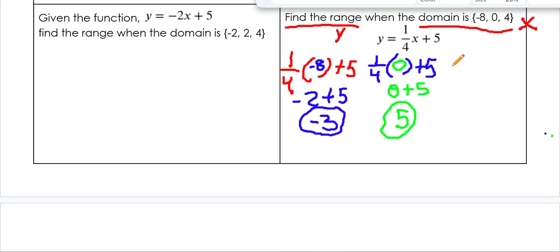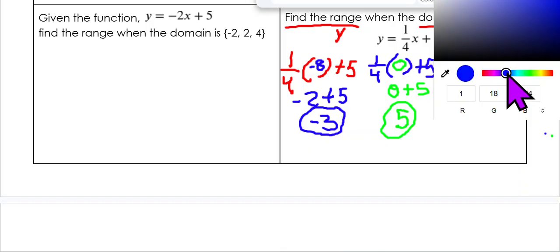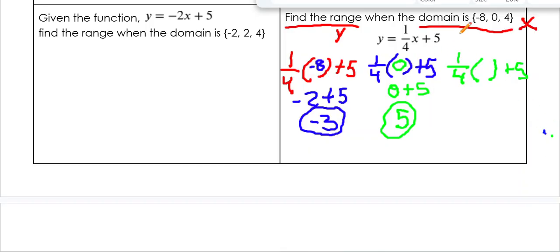And then I have to do it one more time because there's 3 numbers here in my domain. So I'm going to write 1/4, and then get rid of my x and put parentheses, and then plus 5. And then my last x value there is 4. So I'm going to plug in 4. 1/4 of 4 is 1. So 1 plus 5 will get me 6. So I have my 3 answers to go with my 3 domains, my 3 inputs. I have my 3 outputs. So these are going to be my range.